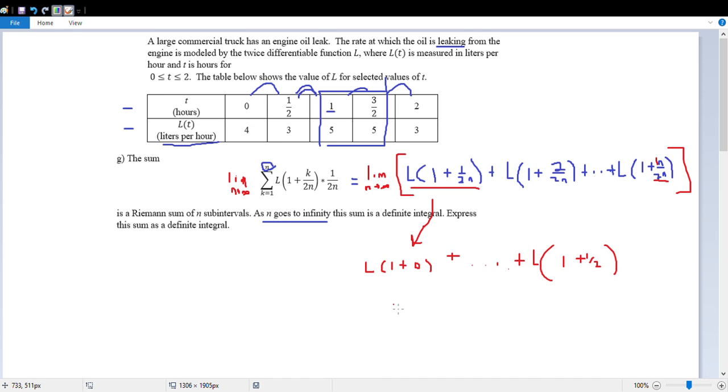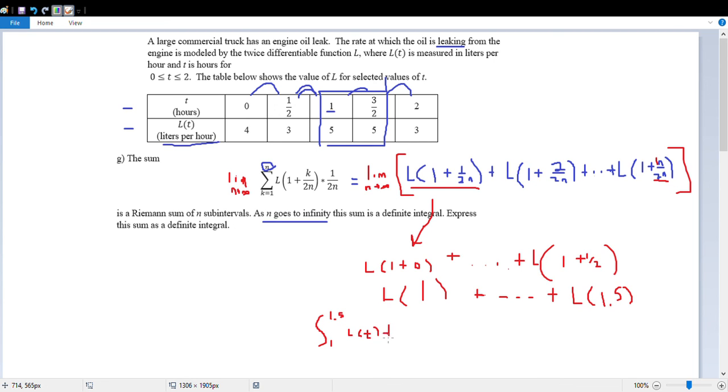So really what we're doing is we can see that the very first value is L of 1, and the very last value is L of 1.5. So we're adding up every single possible value from 1 to 1.5 of L. Well, what is that? We know what that is. That is the integral from 1 to 1.5 of L of t dt.